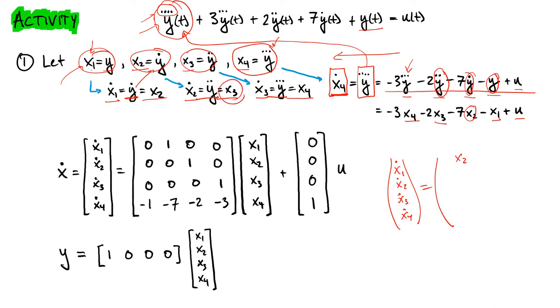x2 dot, we said that was x3. x3 dot, that was x4. And now x4 dot, that's the interesting one, we get this minus 3. Actually, let's go ahead and write that a little bit differently. So let's instead change the order so that it's a little bit more suggestive. Let's say that is going to be minus x1 minus 7x2 minus 2x3 minus 3x4 plus u.